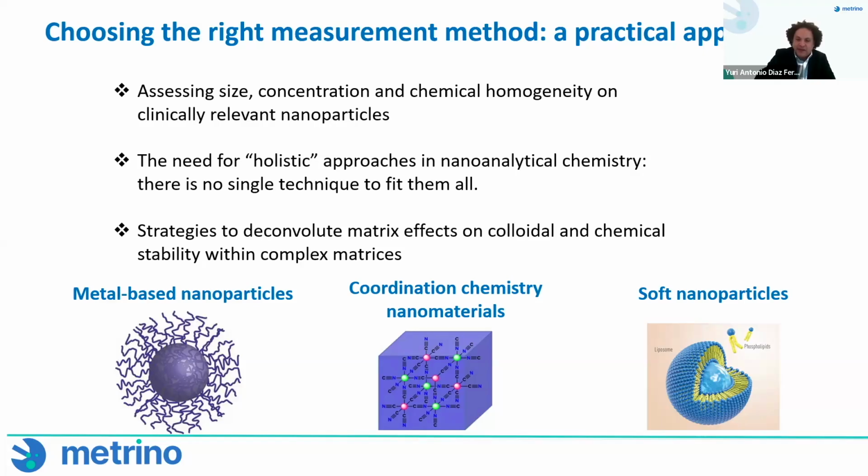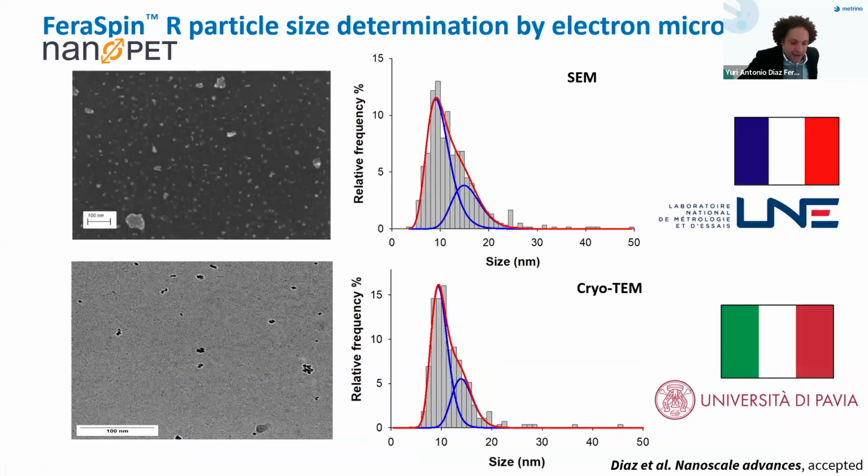in these determinations. The first example that I'm sharing with you is an example of an MRI, so a magnetic resonance imaging nanomaterial-based contrast agent produced by Nanopet, one of the partners within Metrino, that is called Ferraspin R. This is a magnetic resonance imaging contrast agent that is already in an advanced stage of clinical trials. And one of the critical parameters that you need to assess for these nanoparticles is particle size.